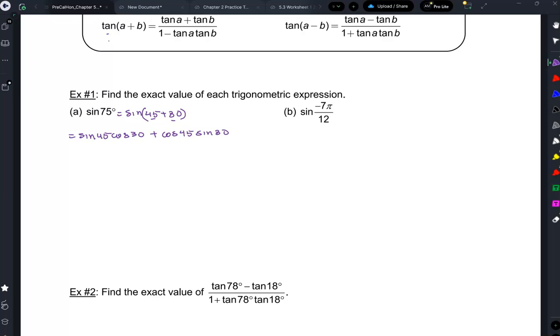Now, look, I can do this because I know what sine of 45 is. It's 1 over root 2. Cosine of 30 is root 3 over 2, plus cosine of 45 is 1 over root 2. Sine of 30, if the cosine was root 3 over 2, then the sine has to be 1 half.